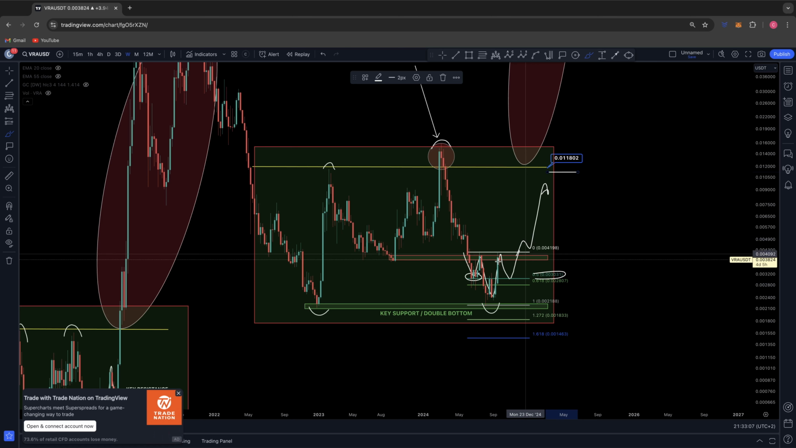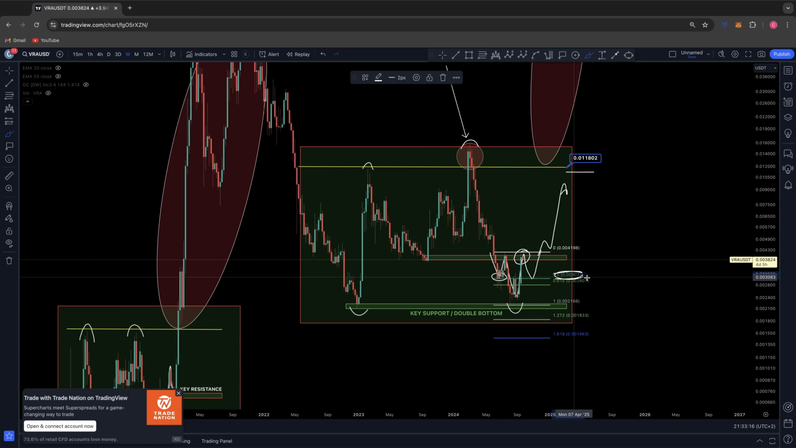So we need to break above 0.004. If we fail to hold that, then we need to come back and hold 0.003.